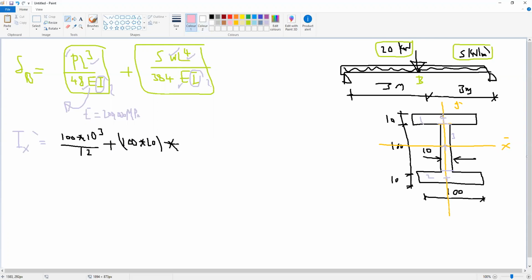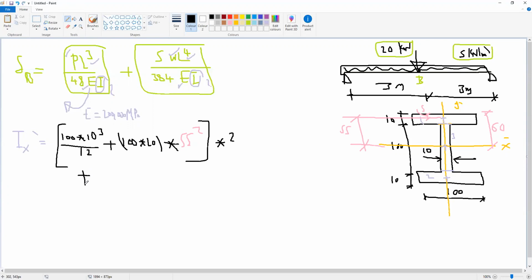Y is the distance from the centroid of area 1 to the centroid of the whole section. The total height is 120, so half is 60, and this is half of 10, so this is 5. So y1 will be 55. So 55 multiplied by 55 to the power 2, and because area 1 and area 2 are similar, we'll multiply this by 2.